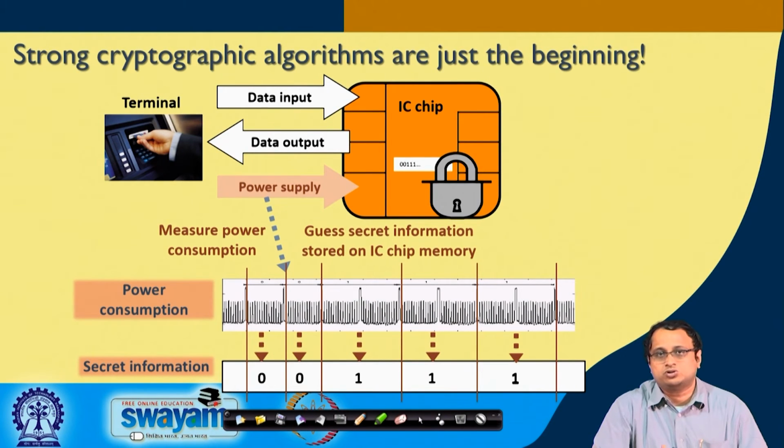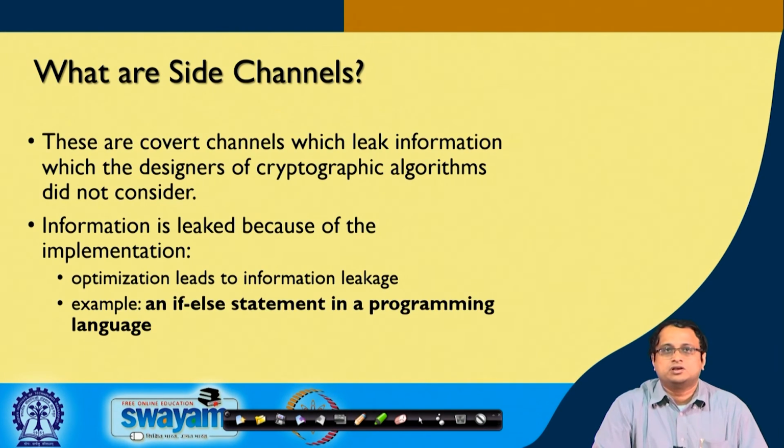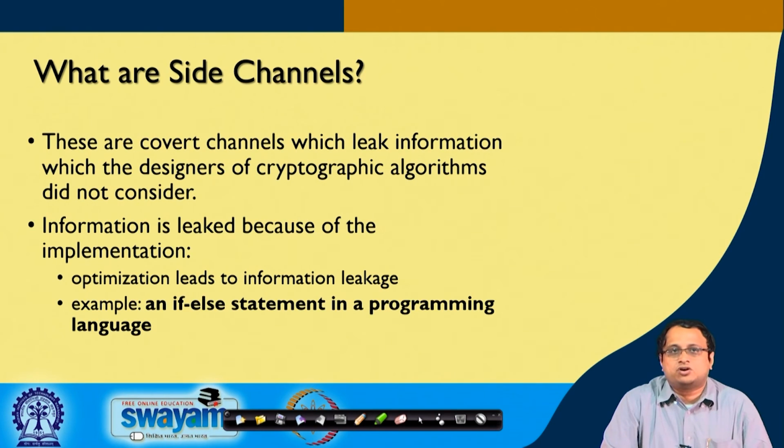Therefore, our implementation should not only be efficient, but at the same time should also try to defend against these kinds of attack vectors. So what are side channels? These are typically covert channels which leak information that the designers of the cryptographic algorithm did not consider. Often they take place because of optimizations. These optimizations are done either intentionally by us or unintentionally by the compiler or other artifacts, which try to optimize our designs and concentrate only on performance.